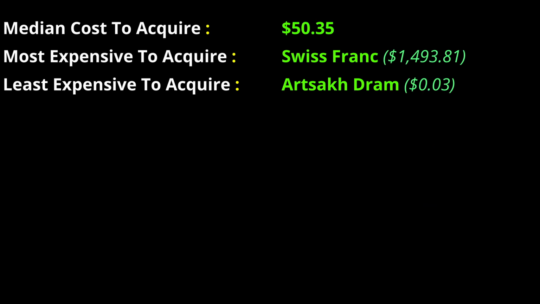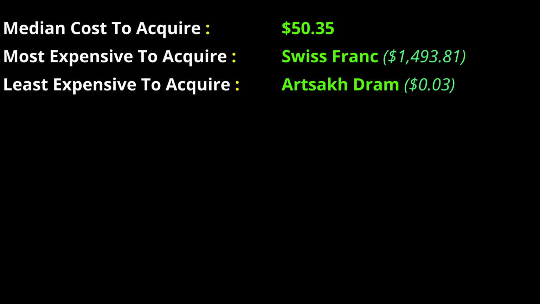The median cost to purchase one of every denomination for a given currency was $50.35. The currency that would be the most expensive to buy one of each denomination would be the Swiss franc, which would cost just under $1,500. In addition to having one of the fewest numbers of denominations, the Artsakh dram is also the cheapest currency to purchase all of the denominations for, which would only cost 3 cents.